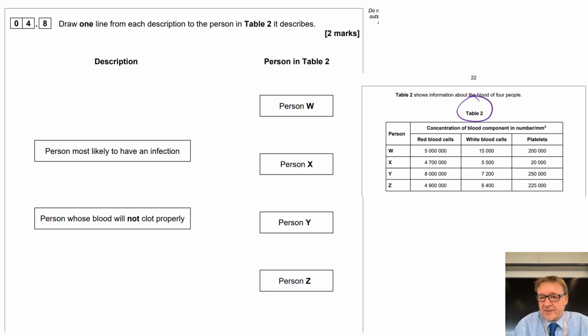Draw one line from each description to the person in table 2 it describes. The person most likely to have an infection. That means they need lots of white blood cells. It's got to be person W. Straight line, use a ruler. Person whose blood will not clot properly. So not clot, that's platelets. So they haven't got very many platelets. That's 20,000, which is X.